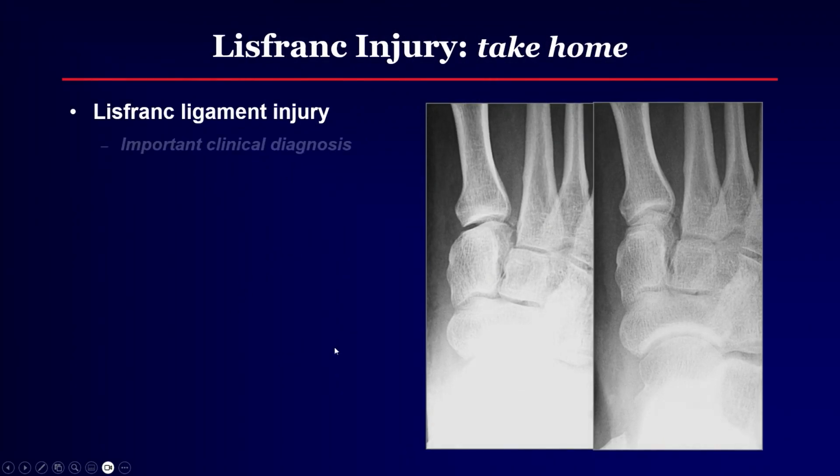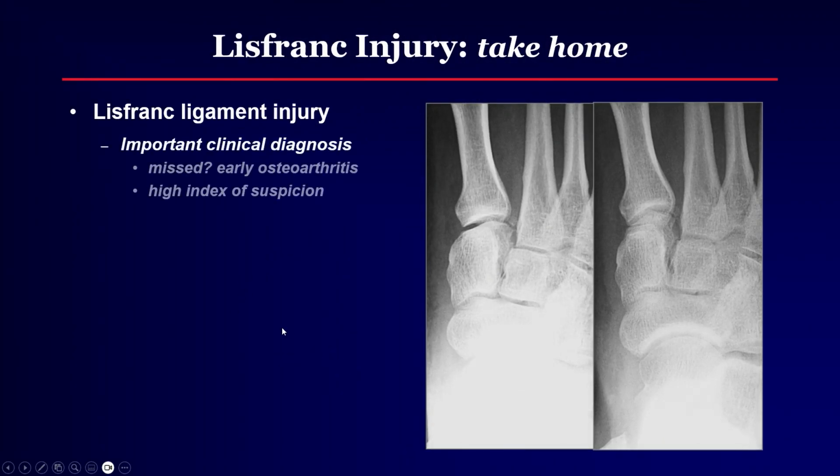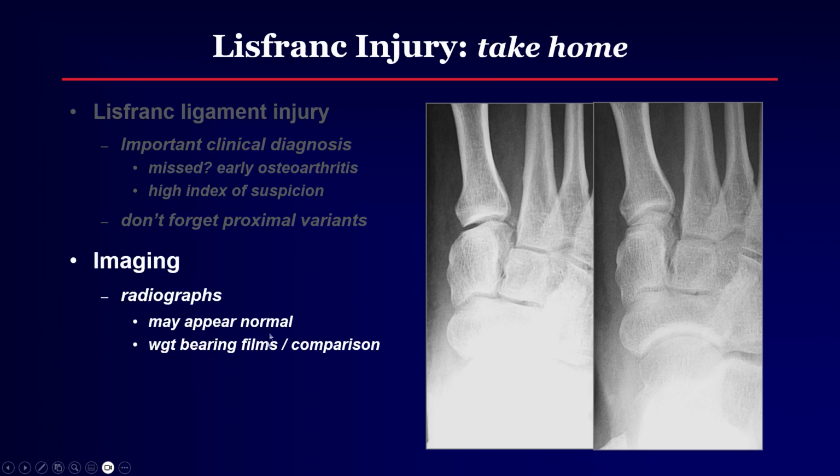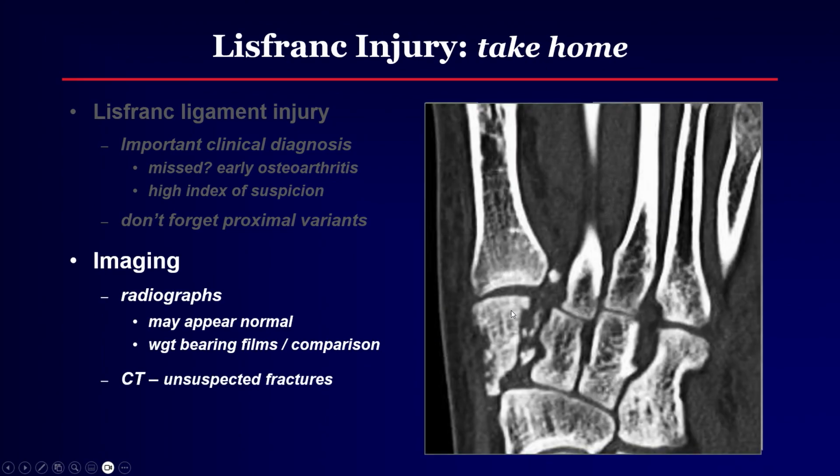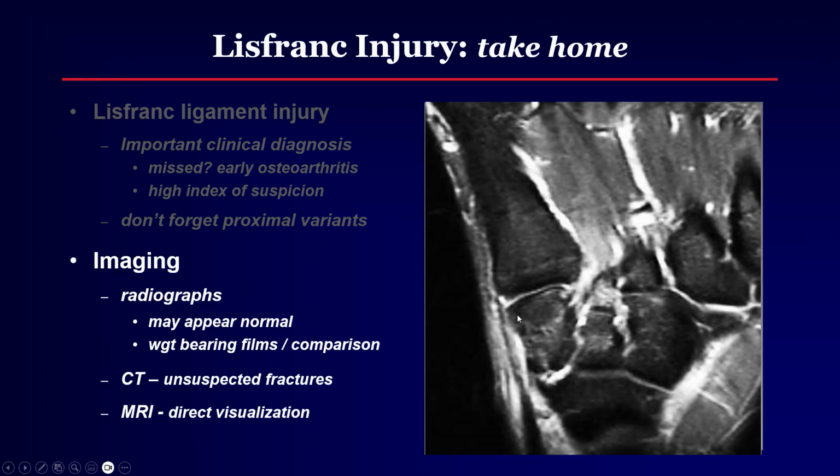So take-home lessons. Number one, it's an important clinical diagnosis. If we miss it, they're going to get osteoarthritis. Don't forget the proximal variants. And remember, weight-bearing films are critical for looking at an offset in that region. All right. CT is good for picking up the fractures if you have any question, and then MR you can directly visualize.